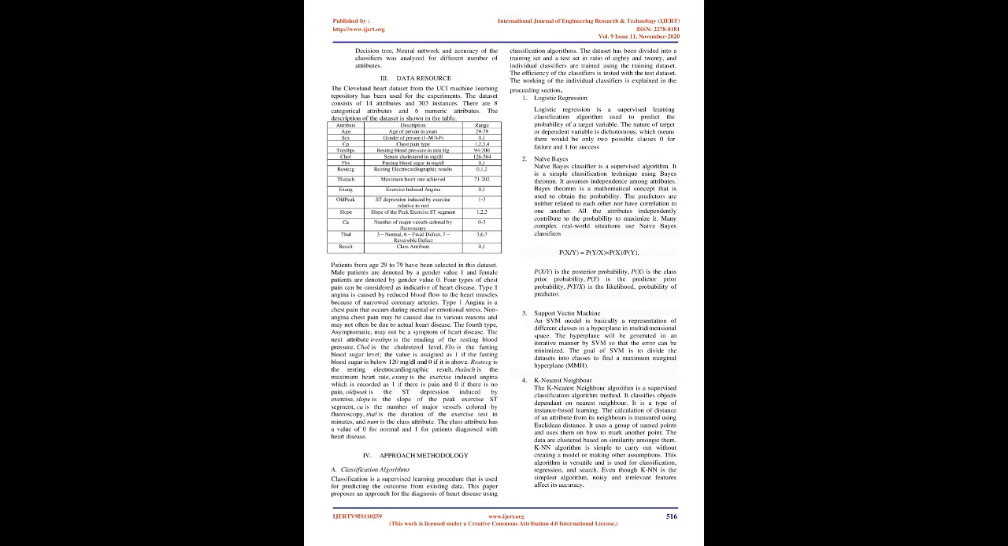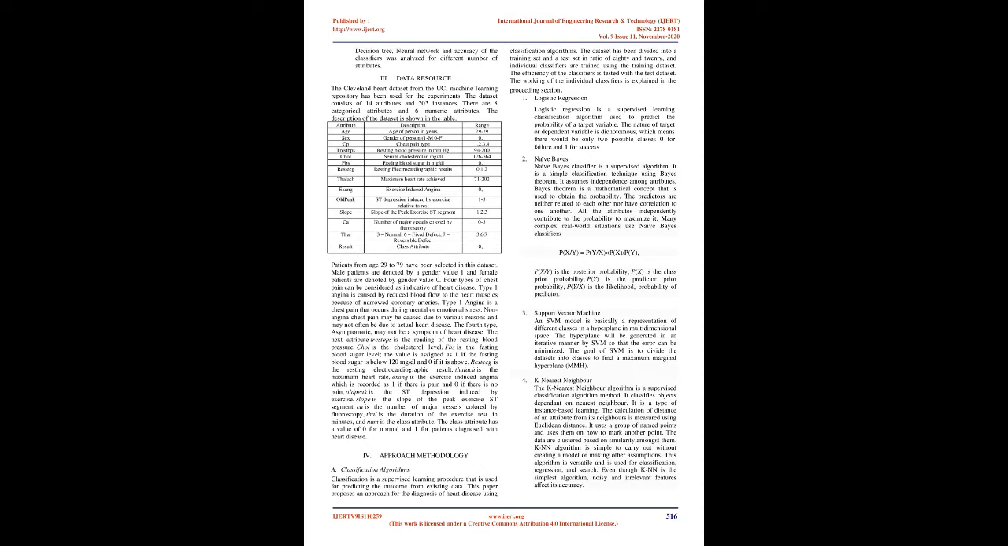Attribute, description, range. Age: age of person in years, 29 to 79. Sex: gender of person, 1 for male, 0 for female, 0, 1. CP: chest pain type, 1, 2, 3, 4. Trestbps: resting blood pressure in mmHg, 94 to 200. Chol: serum cholesterol in mg/dl, 126 to 564. FBS: fasting blood sugar in mg/dl, 0, 1. Restecg: resting electrocardiographic results, 0, 1, 2.